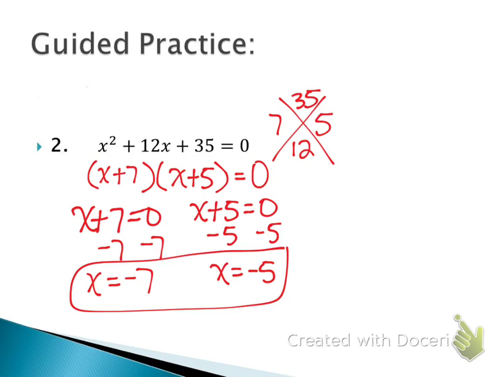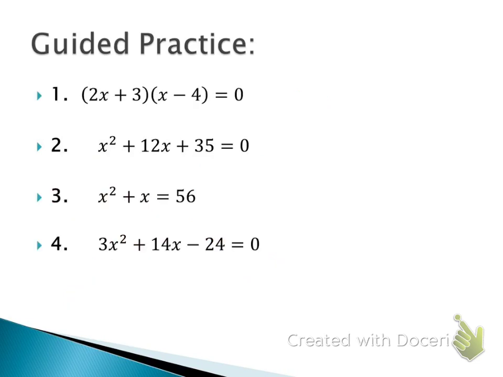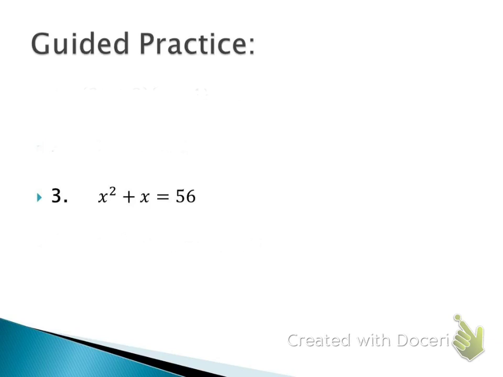Ready for number 3? Okay. Let's take those away and just put number 3 up there. Number 3 from the top. Is it in standard form? No. What do I need to do to make it in standard form? Subtract 56 from both sides. Is there anything for the minus 56 to combine with? No. So I'm going to write it over here. We'd have x squared plus x minus 56 equals 0.